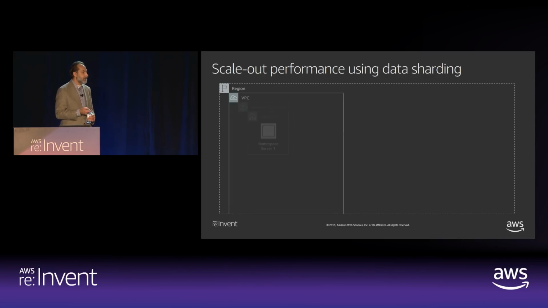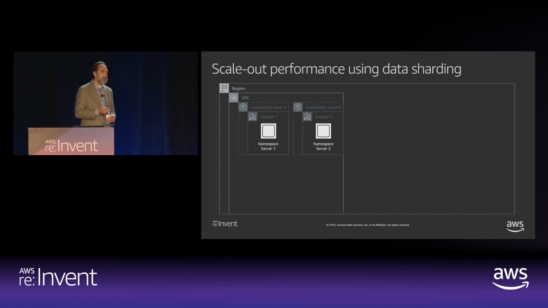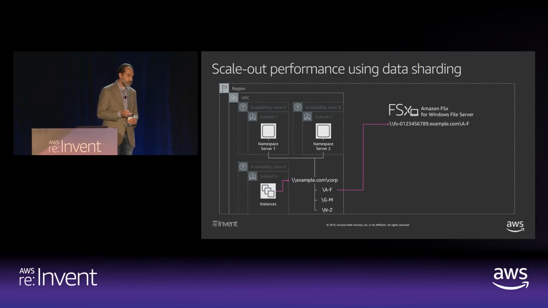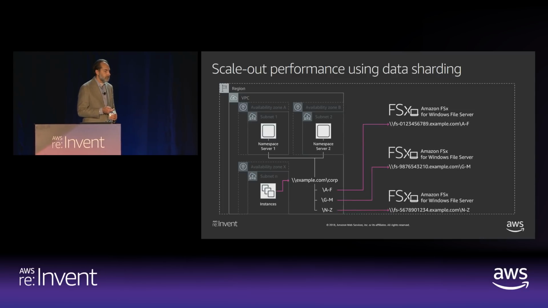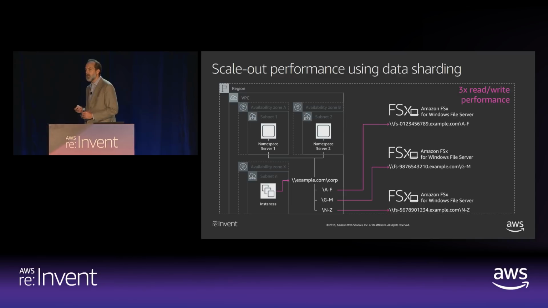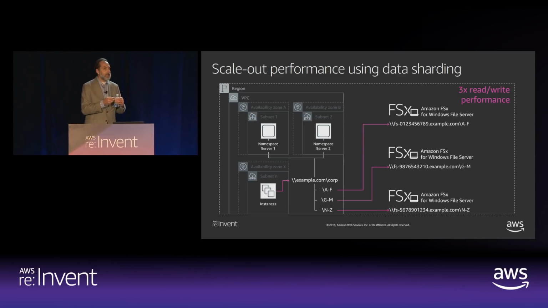If we look at how it's designed, again, because we are using DFS namespaces, we recommend that you deploy a namespace in 2 different availability zones. Create that namespace and all the folders or subdirectories underneath. Each of those are going to be pointing to a separate file system. In this example, then, we're able to really achieve 3 times the read-write performance because we're basically spreading that across multiple file systems.